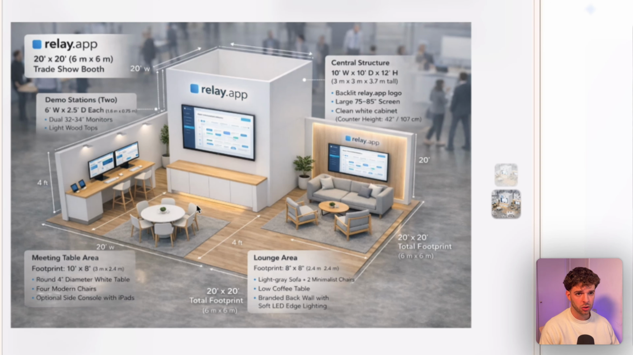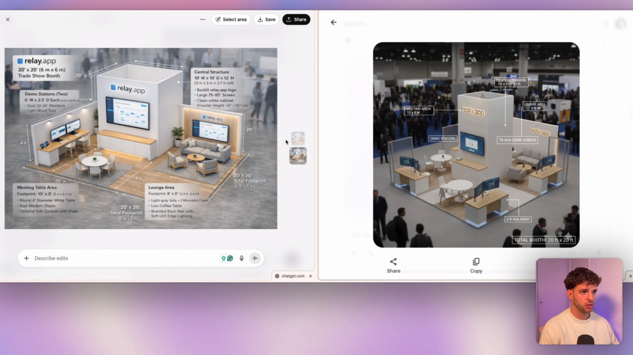There are 2 demo stations, a meeting area table, a lounge area, the logo of Relay App with the central tower, and all of the details are also included in the overlay text, which actually looks really good. And the lighting and the vibe is truly respected. I think it did a really fantastic job.